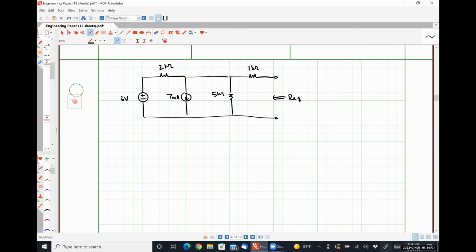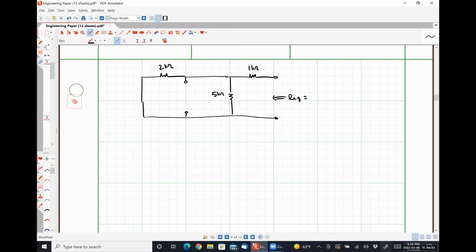looking in when we turn off our independent sources. So Oren, how do I turn off my voltage source? How do I turn off my current source? Disagree. Open circuit. So voltage sources are turned off by replacing them with short circuits. Current sources are turned off by replacing them with open circuits.